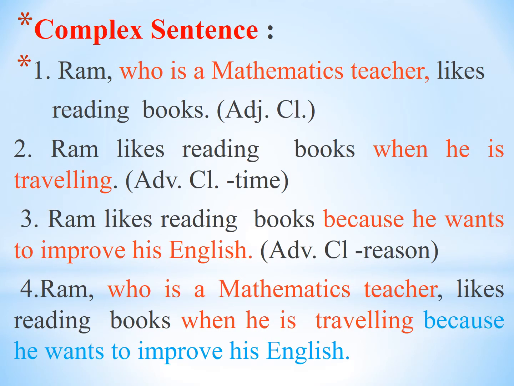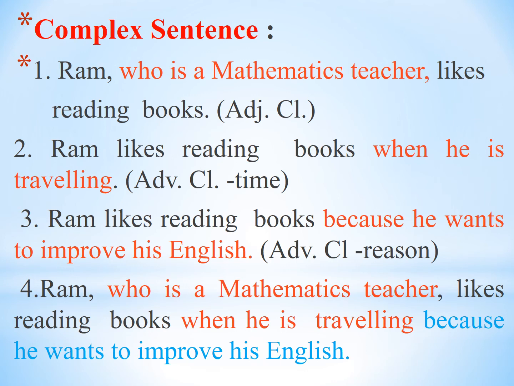Here are some examples of complex sentences. Ram likes reading books. "Ram likes reading books" is an independent clause, or this independent clause can stand by itself. That's why it is the main clause or independent clause, or it may be a sentence. It has its own meaning. But more information is given in the adjective clause.